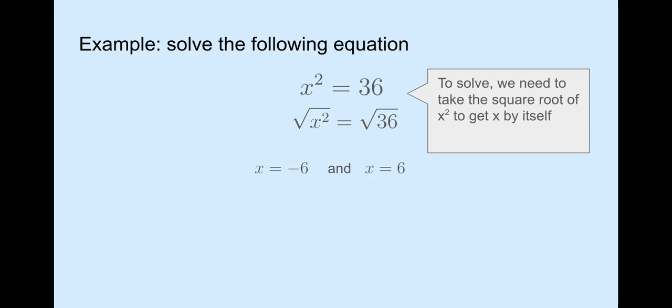Now, something interesting is going to happen. On the right side, we're going to actually end up with two different possible solutions, because negative 6 squared is 36 and positive 6 squared is 36. So anytime we take the square root of both sides, we're actually going to end up with two different answers, one positive and one negative.